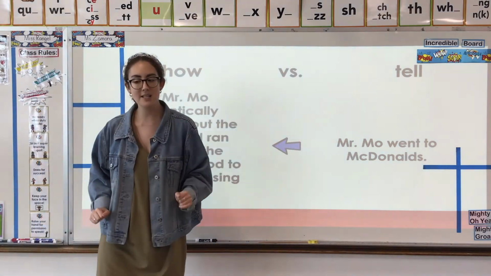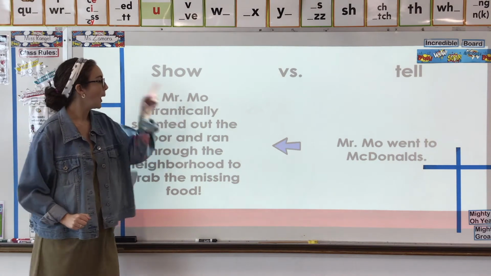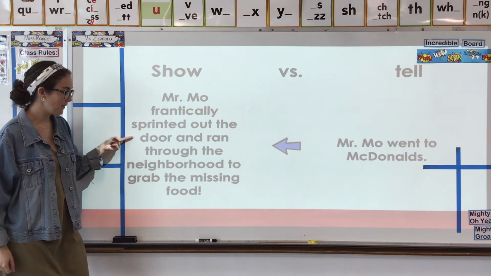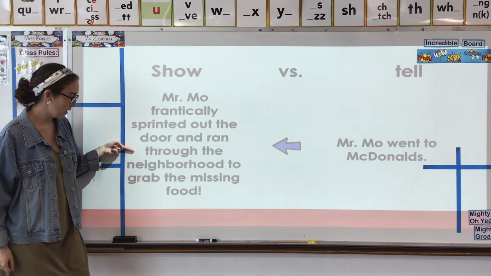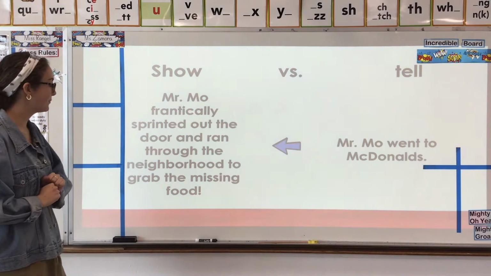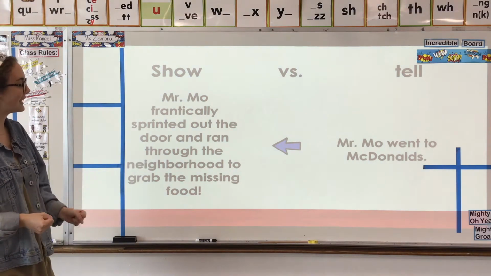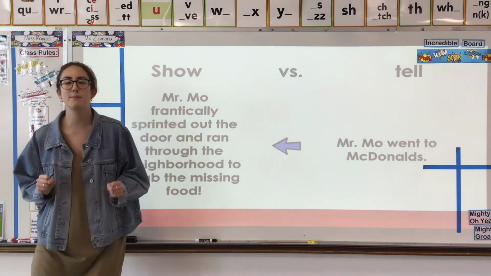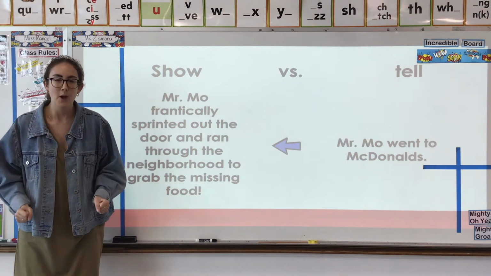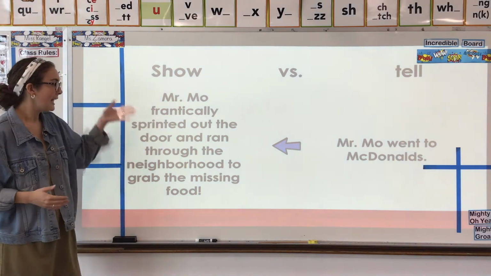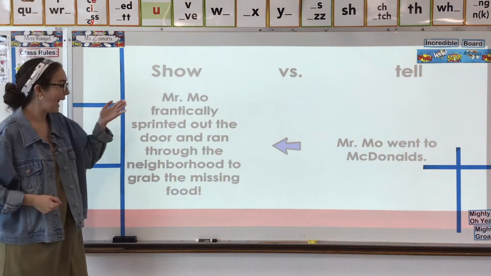So I could change the sentence to say, Mr. Mo frantically sprinted out the door and ran through the neighborhood to grab the missing food. One more time. Mr. Mo frantically sprinted out the door and ran through the neighborhood to grab the missing food. So in this sentence, you can see Mr. Mo going. He's frantically sprinting out the door.